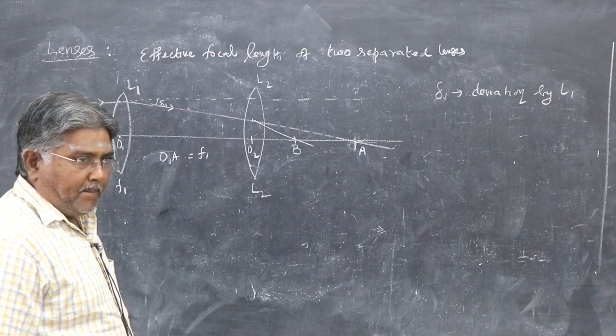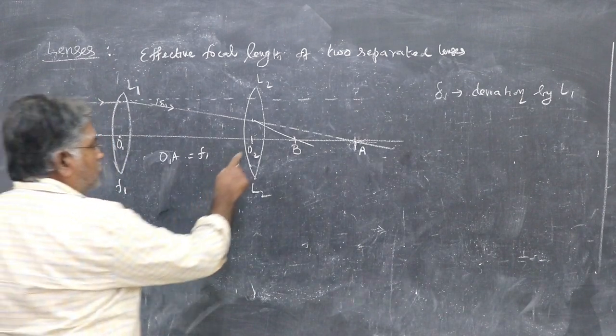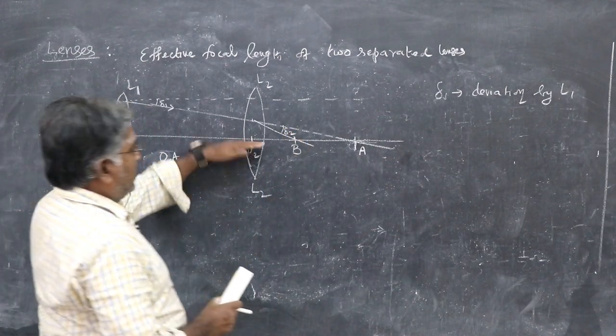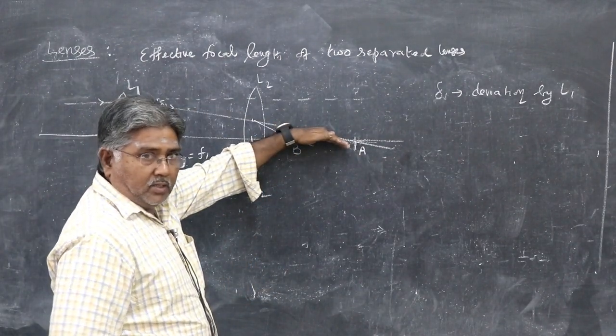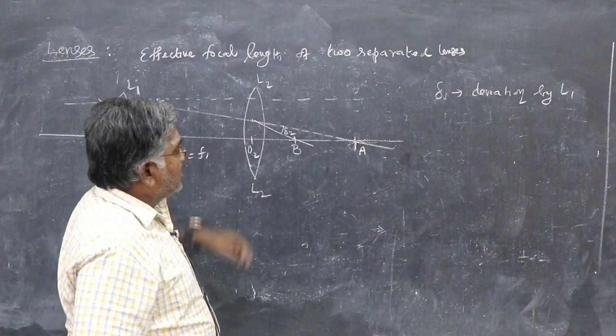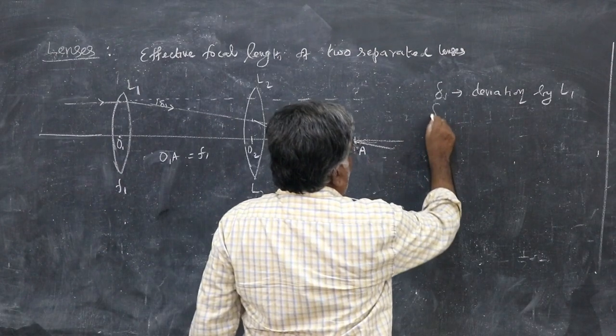Right? Now the deviation produced by the second lens is delta 2. Because without the second lens, the ray will go straight. Since the second lens is also there, the ray bends further. So delta 2 is the deviation by L2.